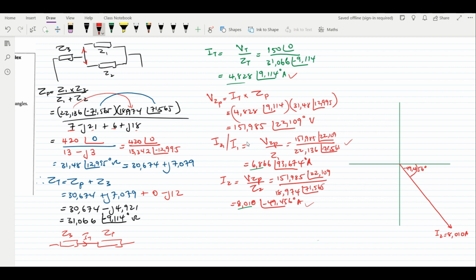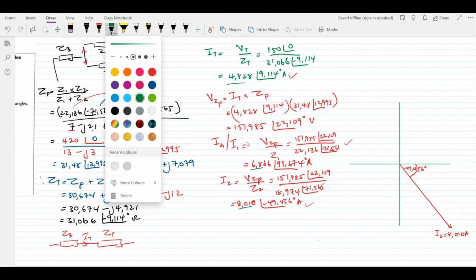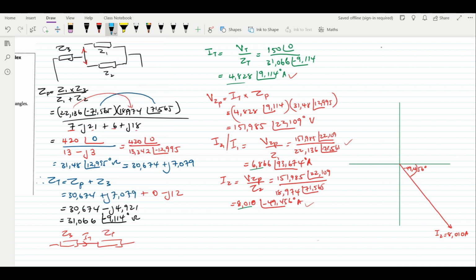Right. Then I come back and draw my I1. Let me see if I can use a different color. There you go. My I1 is slightly above 90, like that. But see, this line cannot be equal to that line. This is my I1, which is equal to 6.866 amperes, acting at an angle of 93.674 degrees.